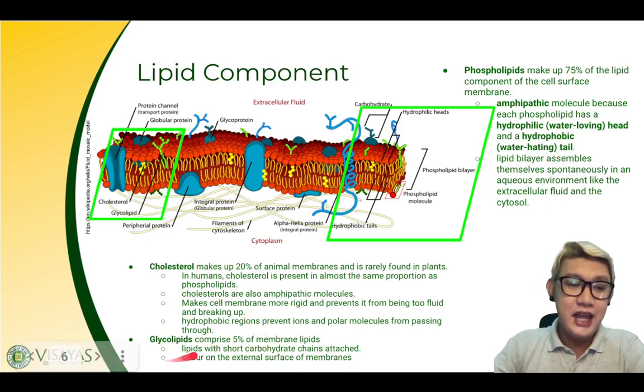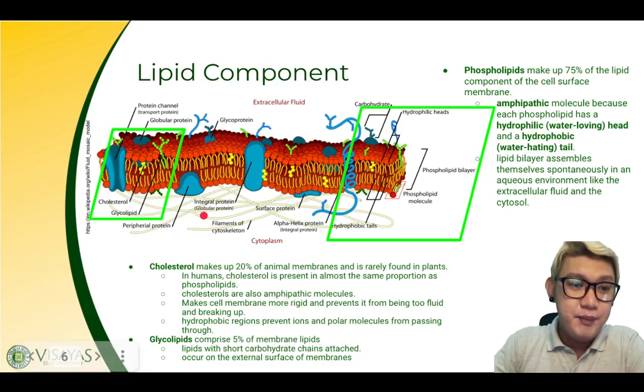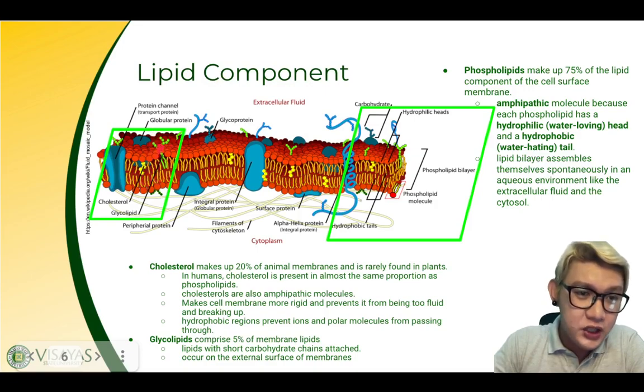The last type of lipid comprising the cellular membrane are the glycolipids. They comprise 5% of membrane lipids. They are lipids with short carbohydrate chains attached, and they occur on the external surface of the membrane. Earlier, I referred to this as the cholesterol, but actually this is the cholesterol.